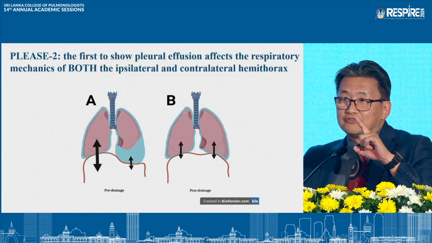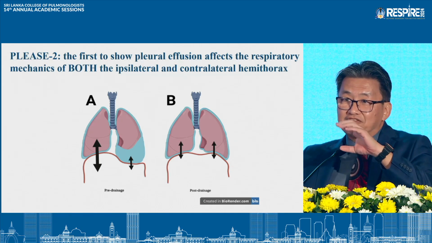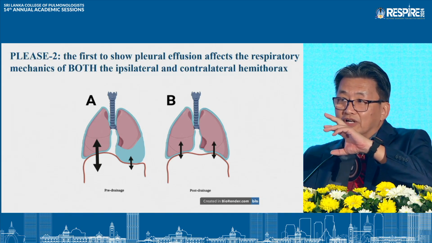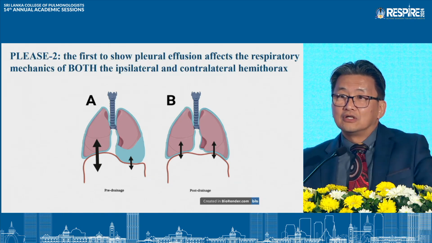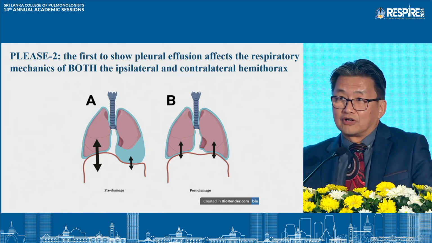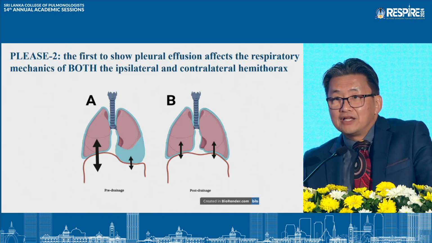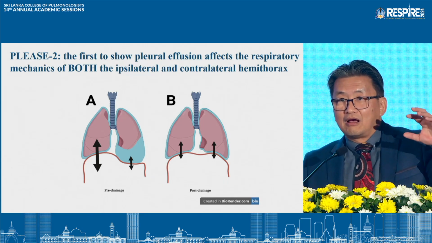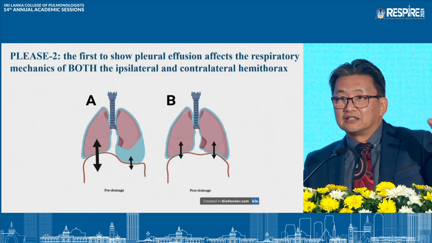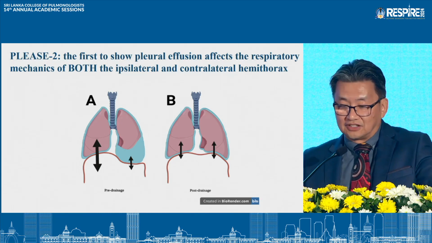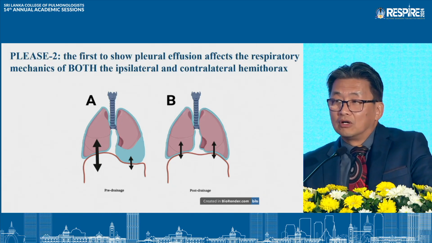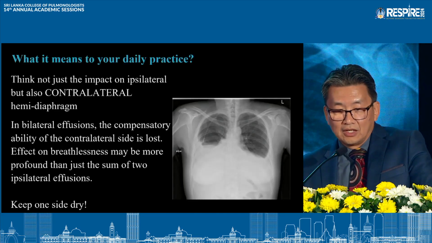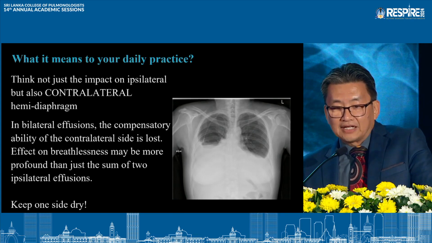So the important finding of this study is that for the first time, we show that when you have a pleural effusion, it does not just affect your ipsilateral hemithorax. It has implications on the contralateral hemithorax as well, which means that if your patient has a diseased or unhealthy lung on the other side, they are going to suffer a lot more breathlessness. Think not just of the impact on the ipsilateral, but also the contralateral hemidiaphragm.